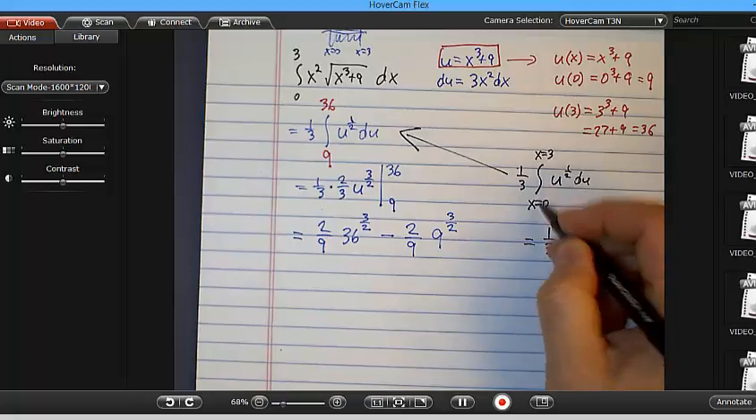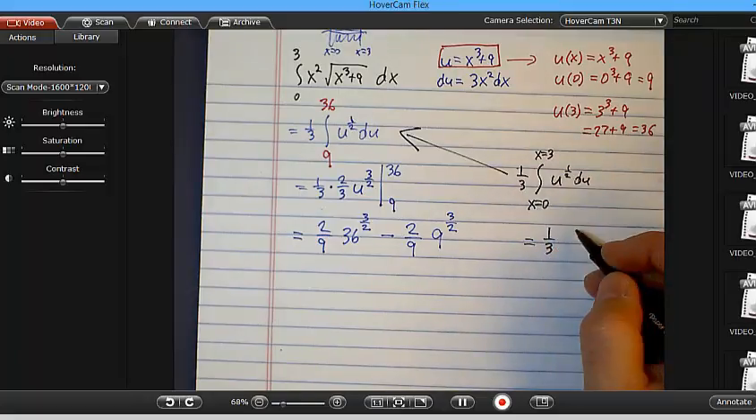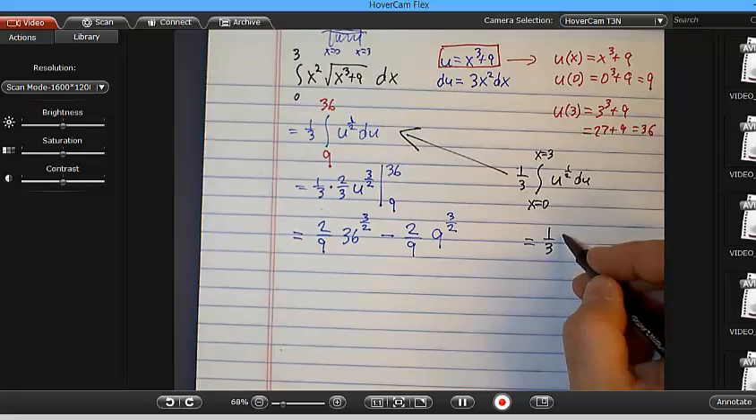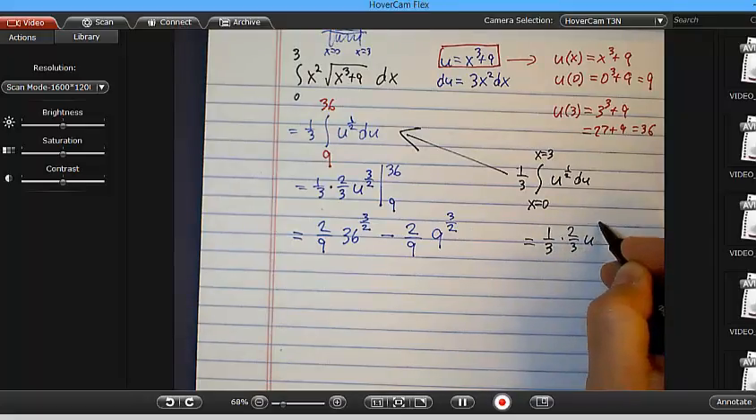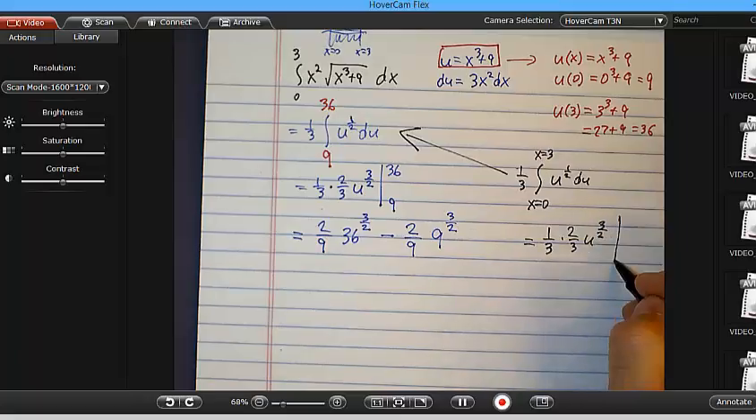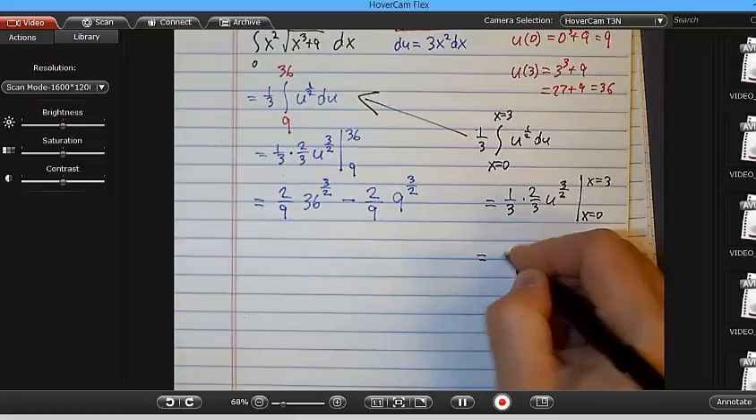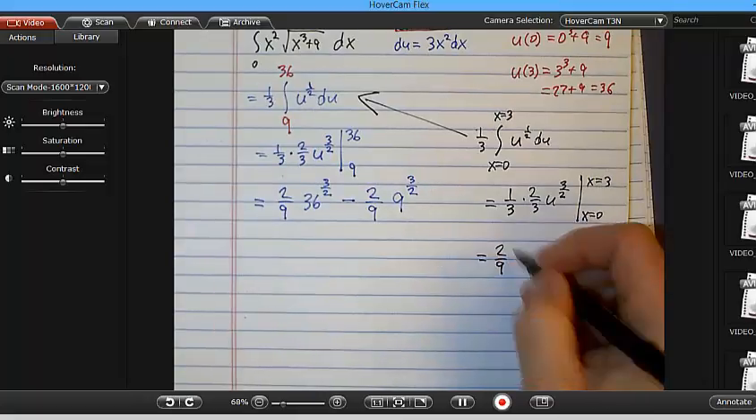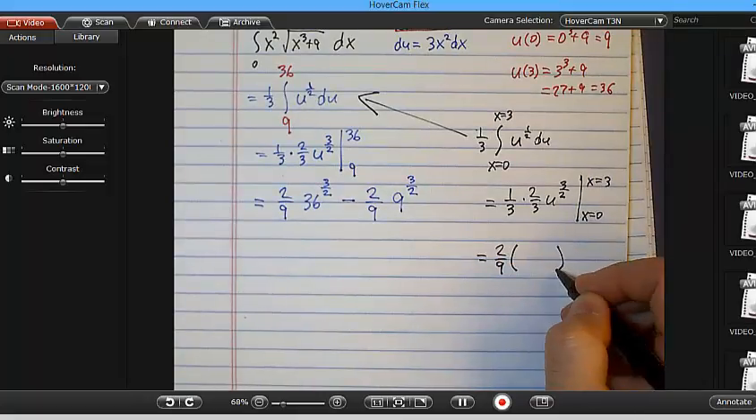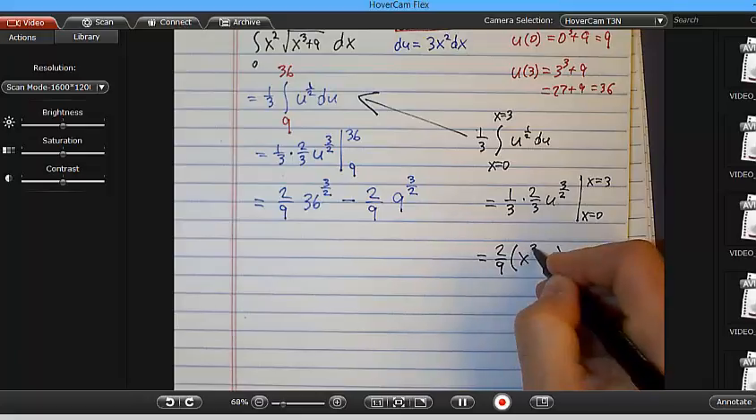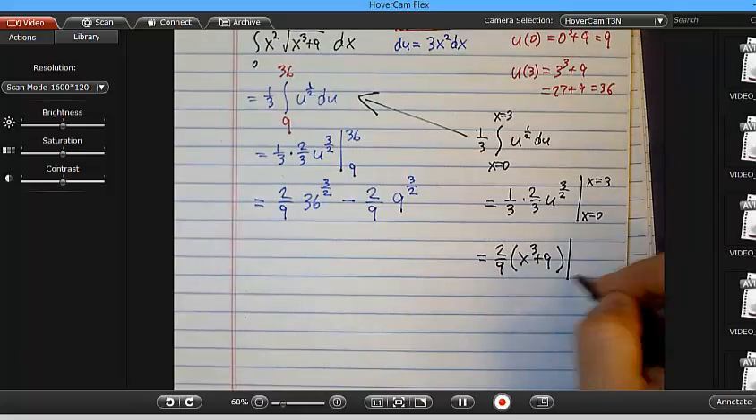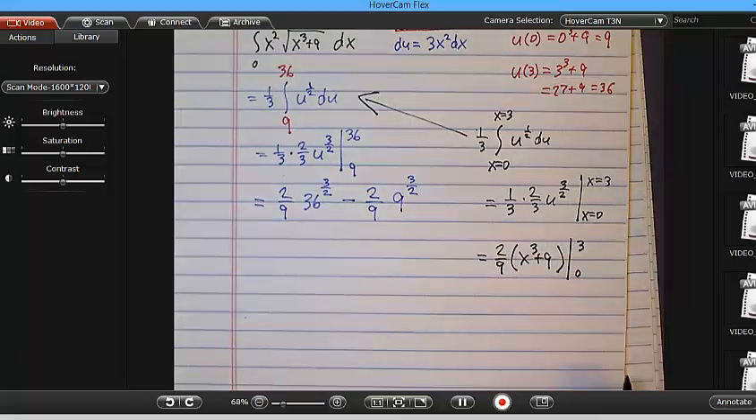So you don't, I'm worried that if I start plunking in different values, I would confuse myself. Well, right. That's why I'm always real deliberate about it. Like if I'm doing what you're doing, I get 1/3 times 2/3 u to the 3/2. But over here I'll say x equals 0, x equals 3, so I don't plug them in by accident. And now what Mike would get is 2/9. And what did u equal? Oh, it was x cubed plus 9. And now you're good. You can go from 0 to 3.